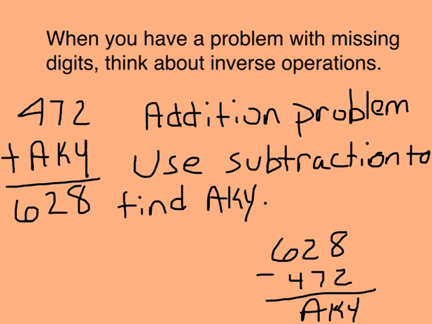So we see right away that this is an addition problem. To solve and find this variable, this unknown, AKY, we're going to undo the addition. We're going to think inverse, and we're going to use subtraction. We take the two numbers that we know and subtract the one from the other. And you have 628 minus 472. That is going to give you what AKY equals.